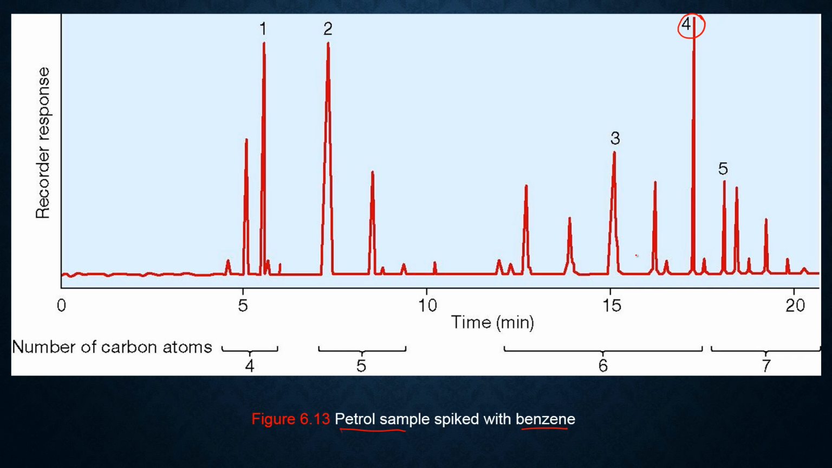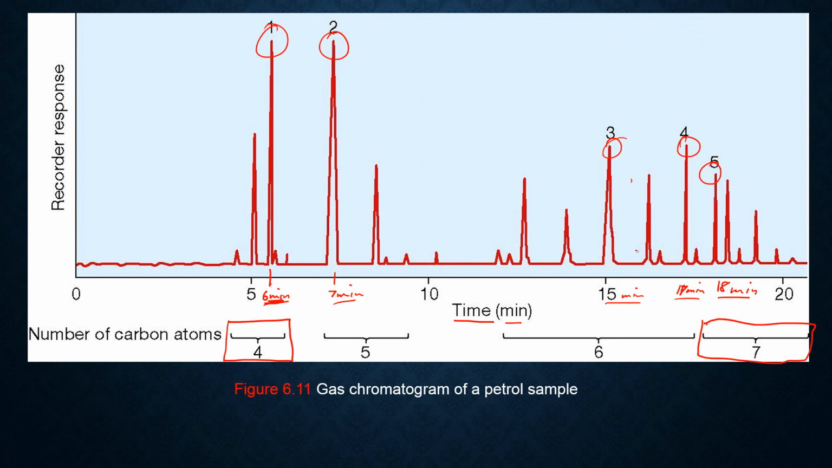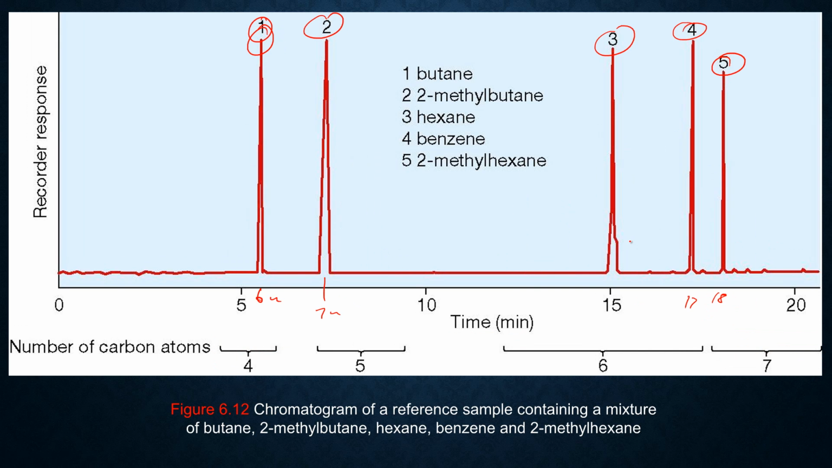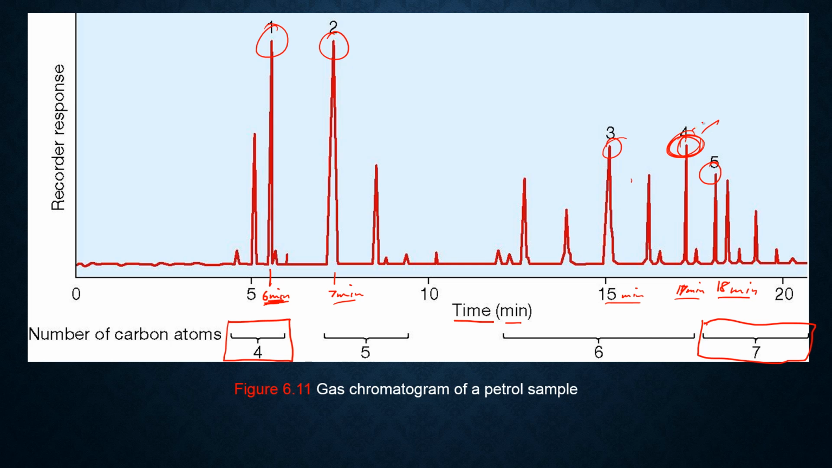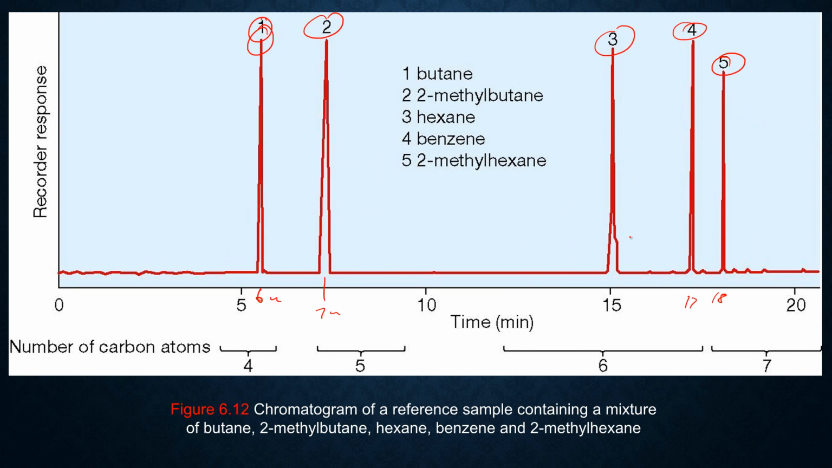If we go back to our initial petrol sample, you can see that peak 4 is that large, and then when we spike it with benzene, peak 4 is a lot larger. So we know that peak 4 in our unknown sample is benzene. I can certainly say that. So that's why you run standards along with your unknown sample.